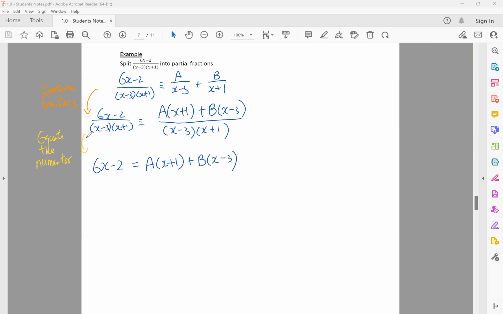Right, next step, we need to find the values of a and b. So the factors of the denominator are 3 and minus 1. Let me write in here. The factors are 3 and minus 1, from the denominator here, look at the denominator in the bracket. So these are the factors. Oh, these are roots. Sorry, I don't mean the factors. I mean roots.